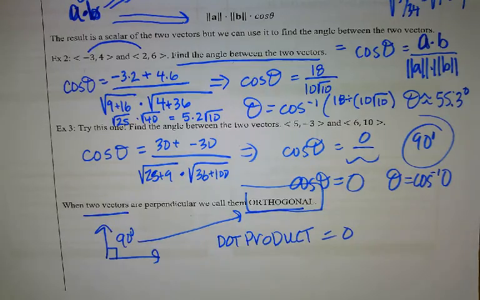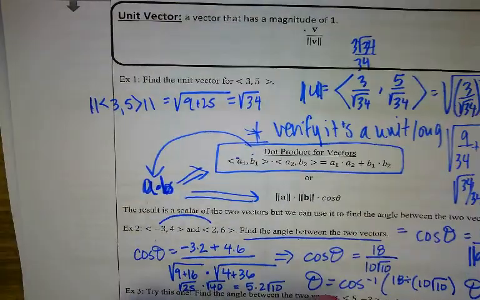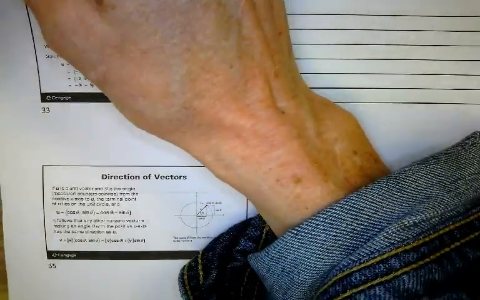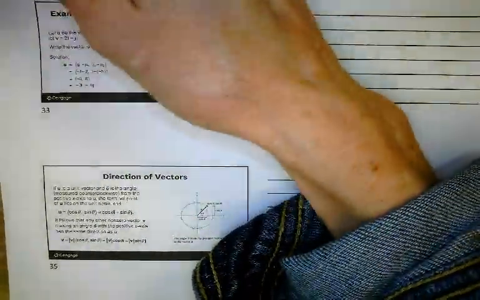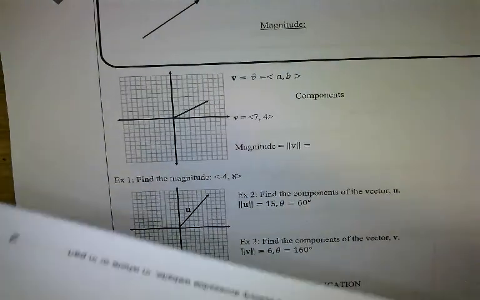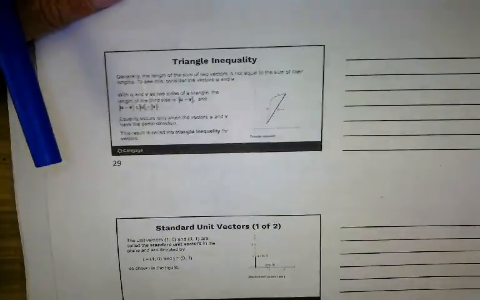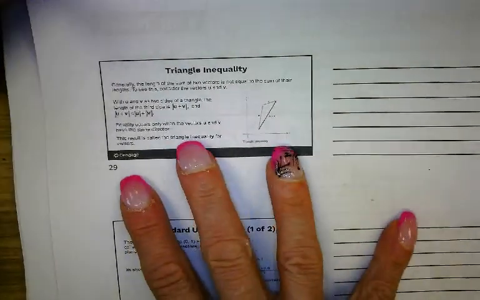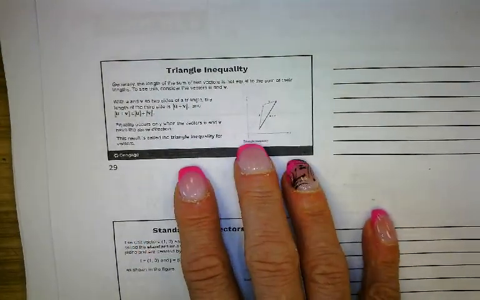Now, the rest of these go to the slideshow, but they're other things from 11.1 and a little bit of 11.2. They're just extra things to know. So generally the length of the sum of two vectors is not equal to the sum of their lengths.